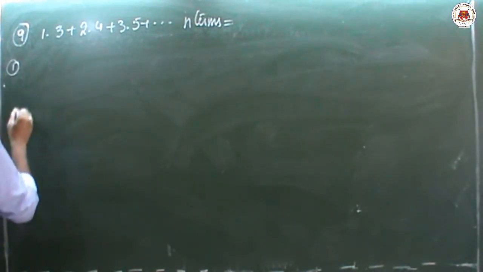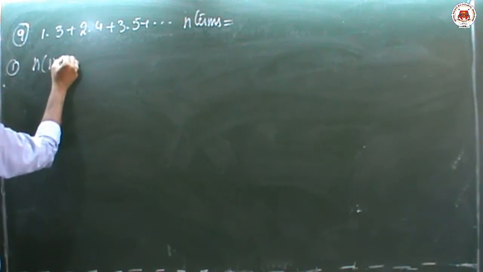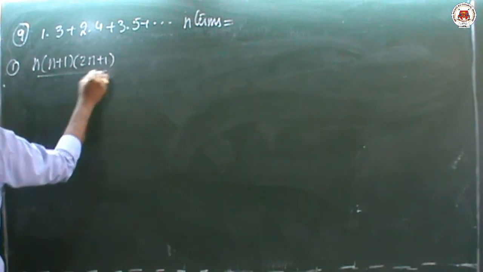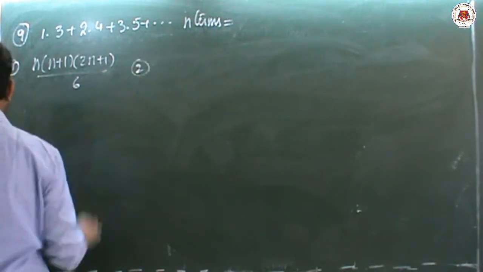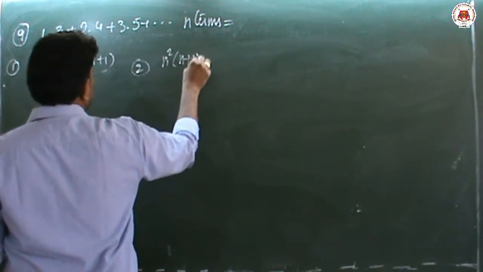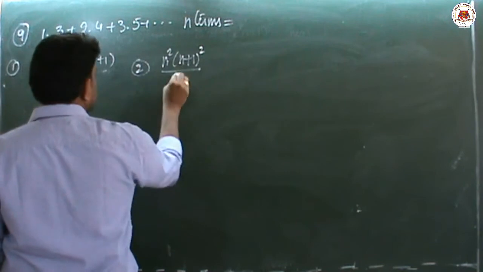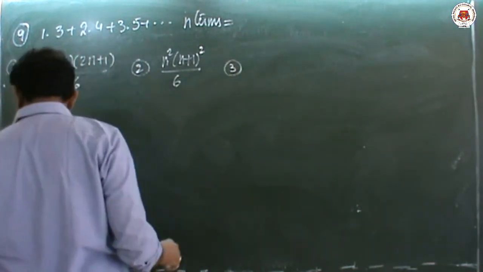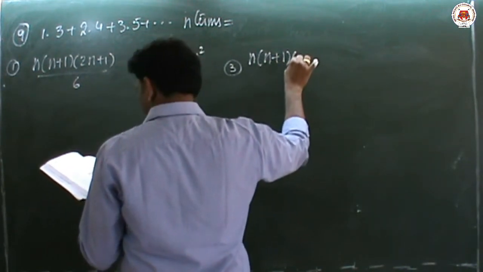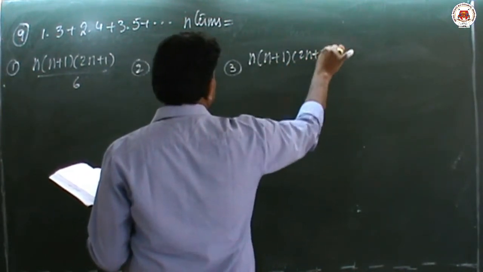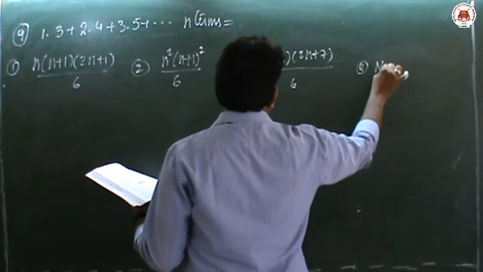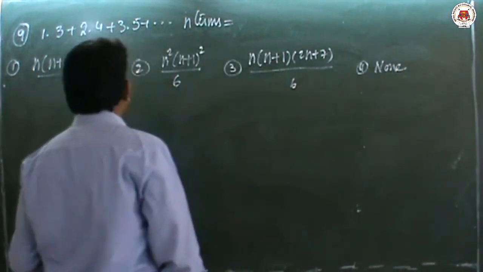The first option is n into n plus 1 into 2n plus 1 by 6. The second option is n square into n plus 1 whole square by 6. The third option is n into n plus 1 into again 2n plus 7 by 6. And the fourth option is none.